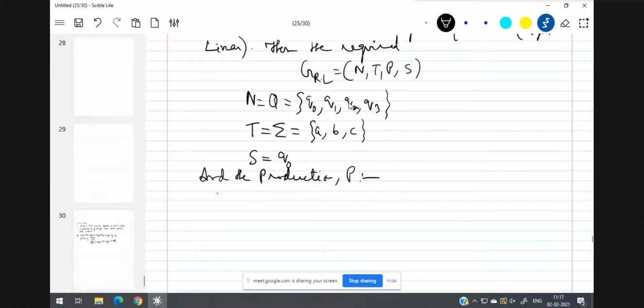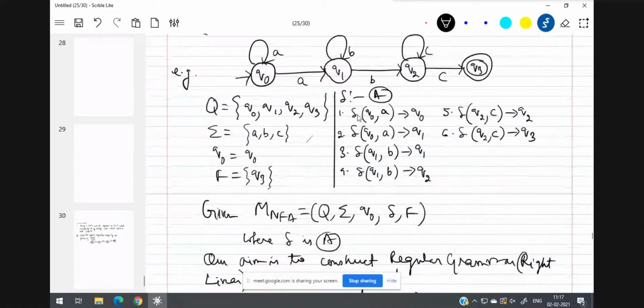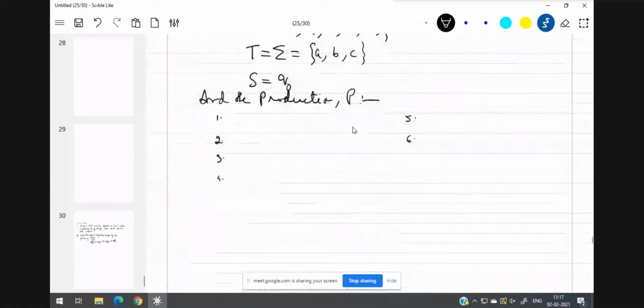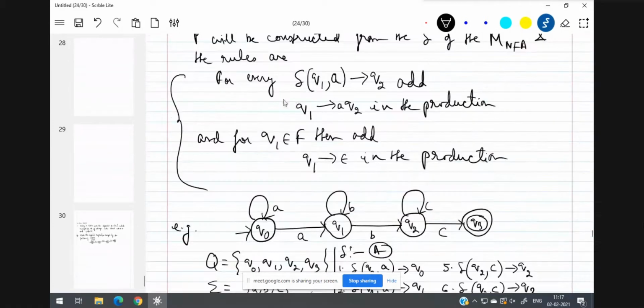So let me number them 1, 2, 3, 4, 5, and 6. Now, number 1, let me write it here. Number 1 is nothing but delta Q naught comma A is Q naught.